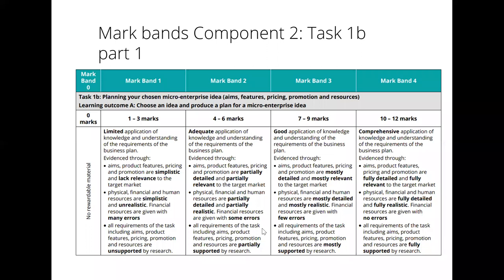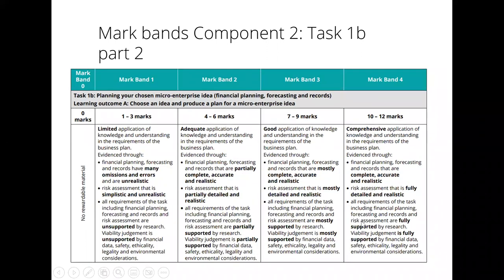There was a little bit in terms of viability. I mean, the viability, you could argue, there's a little bit in terms of supporting with research. There wasn't a lot of support with research, but there was some. Okay, that's why it goes into mark band 2. For the second part of the business plan, we're looking at financial records. They have got a few errors. The fact that it's not a 12-month cash flow forecast, they've not shown the workings out of break-even.